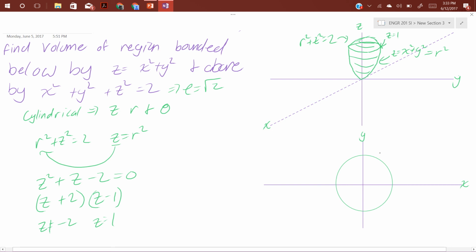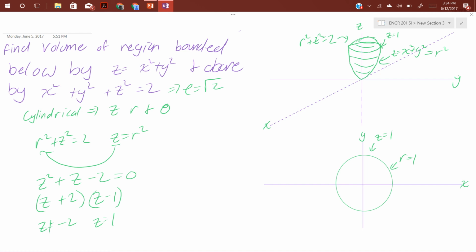That means the outermost line of the circle on the x-y plane is at z equal to 1. To find r, you can plug into either equation. I'll plug it into z equals r squared, which means r equal to 1.